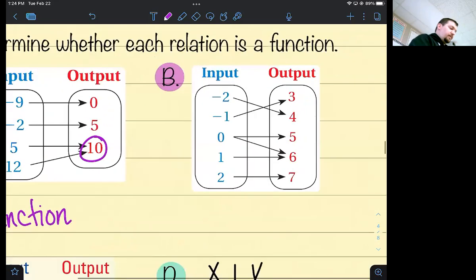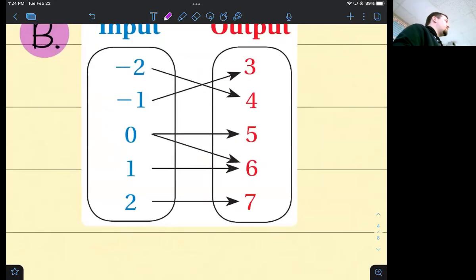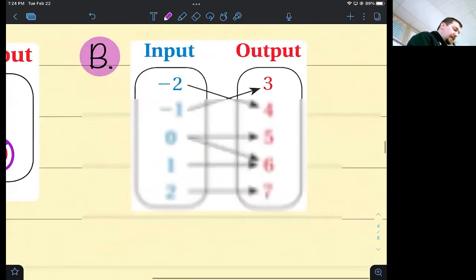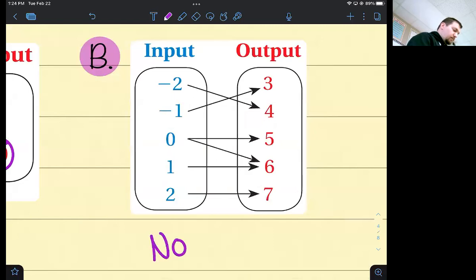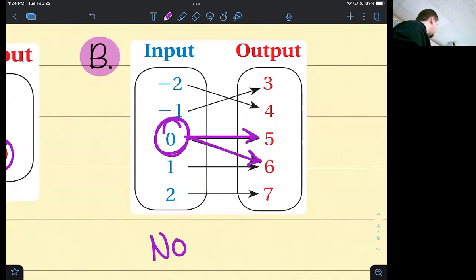What about this next one? Is this a function, Xander? No. What makes it not a function? 0 has 2 outputs. Yes, 0 has 2 outputs. So just to be clear, it's not because there's a crisscross going on up here with the -2 and the -1. That doesn't matter at all. You have 1 input having 2 different outputs.